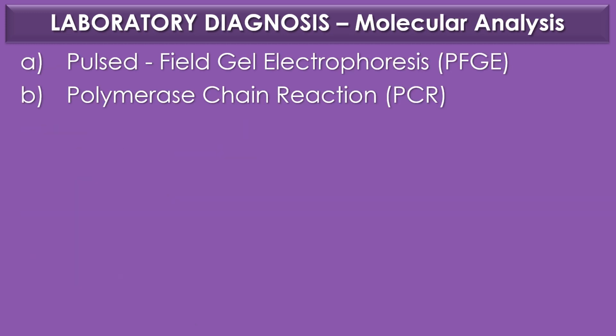And next, the molecular analysis of Listeria monocytogenes. Two techniques are involved in the molecular analysis of Listeria monocytogenes. They are PFGE or pulsed field gel electrophoresis and PCR or polymerase chain reaction.